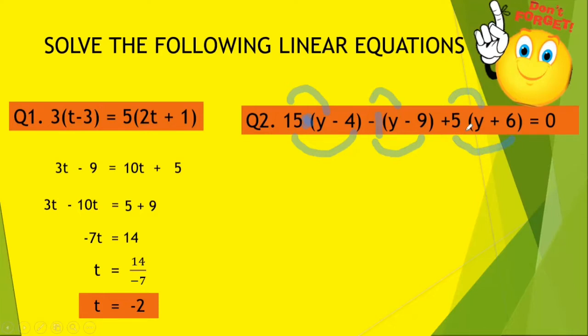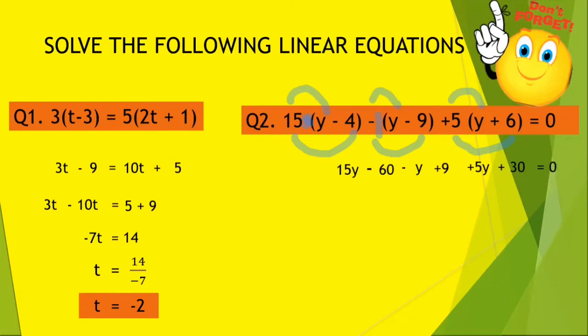So this is how we go about. 15 into y we got 15y, and 15 into minus 4 we got minus 60. Minus 1 into y we got minus y, and minus 1 into minus 9, multiplying a negative integer by a negative, we get positive, so we got plus 9. Plus 5 into y is plus 5y, and 5 into 6 is 30, and this is equal to 0.